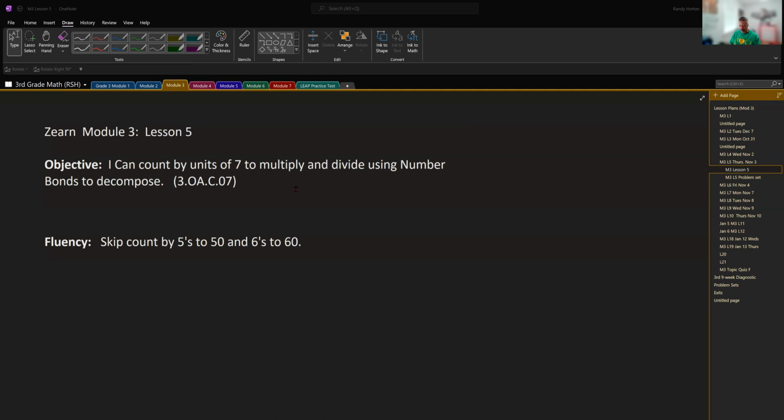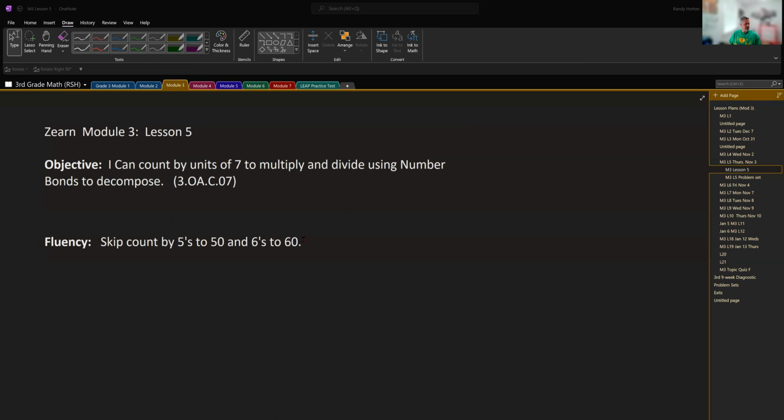This objective is really intended to ultimately be used in mental math. But when you are starting out and working with skip counting your sevens, it really needs to be done on paper so that the students can start to understand and see what's happening with the numbers, and it will help them eventually where they can simply do this in their head. Let's go ahead and get started.